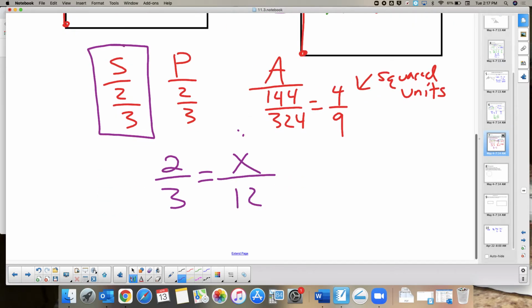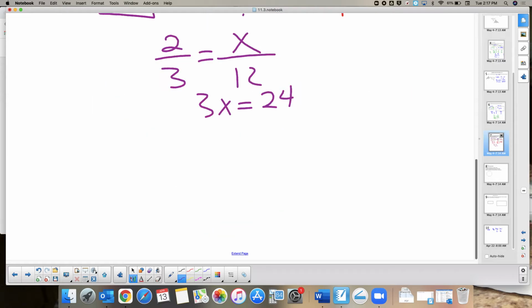So once again, we'll cross multiply. 3 times x is 3x. 2 times 12 is 24. We divide both sides by 3, so we get x to equal 8 feet.